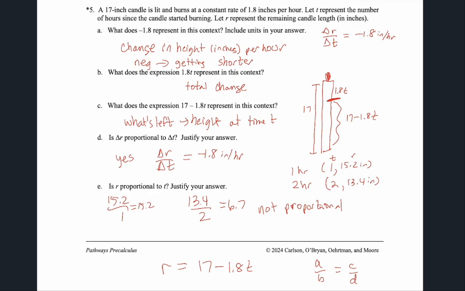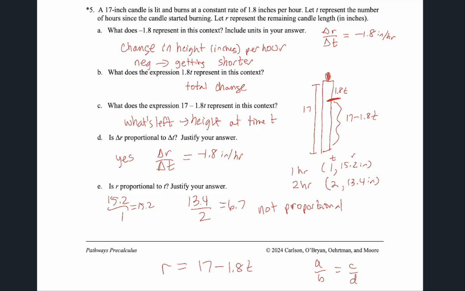So do we have any questions about number 5? Yes. How do you get the idea of delta R and delta T, and then what exactly is the difference between that and the regular variable?